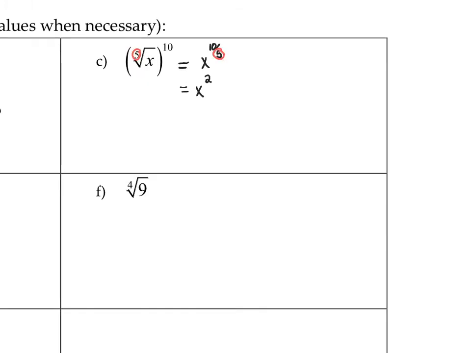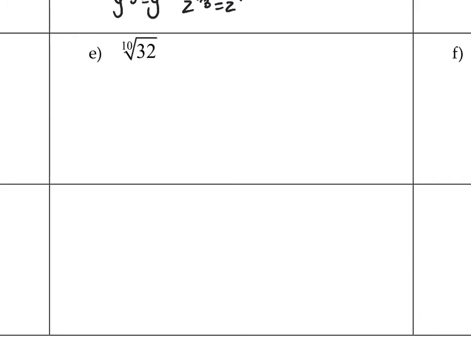So if we look back at C, we don't actually need that restriction because it was a fifth root, and we can put anything we want in fifth roots. So we don't need to worry about fifth roots being positive or negative.